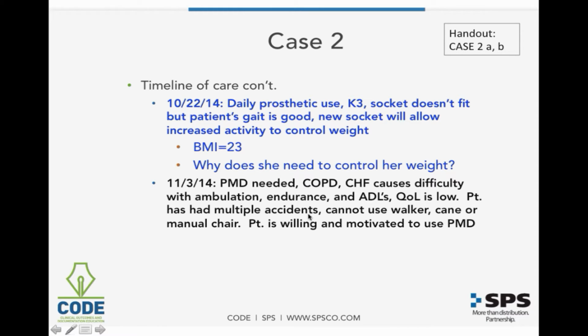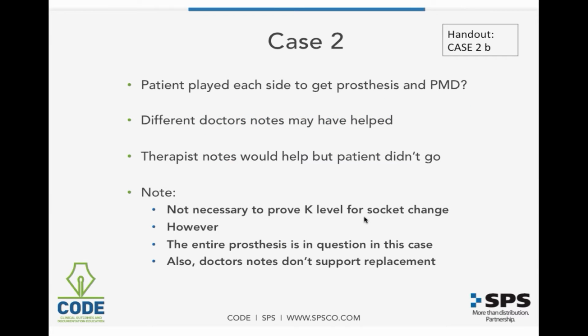So what is going on here? She can't use a walker. She can't use a cane or a manual chair. I mean, this woman, according to the doctor, is a lump of jello compared to what the prosthetist sees: this woman who's trying to walk in the parallel bars and do her thing and get back to her life, right? Motivated and willing to use a power mobility device. That's how we end that note. So again, the timeline of care and having the notes ahead of time or during really illustrates that we're getting two different pictures on this patient. And you could see where the reviewer would deny that socket, right? It makes a little more sense now that you see that the physician is writing all this stuff, right?